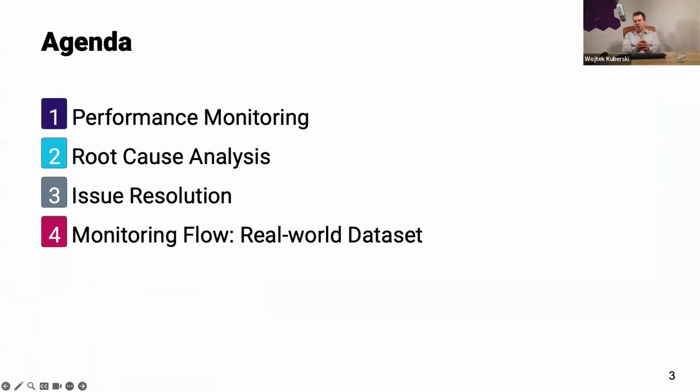So let's get started with the agenda. We're first going to walk through the three main parts of the machine learning monitoring workflow, which are performance monitoring, root cause analysis, and issue resolution, which makes sense. You first identify whether there is an issue with performance monitoring, then you find out what the actual causes for the issue are, and then you resolve it. And then we're going to have a session with William where he will, in a hands-on fashion, show how to actually do it step by step.